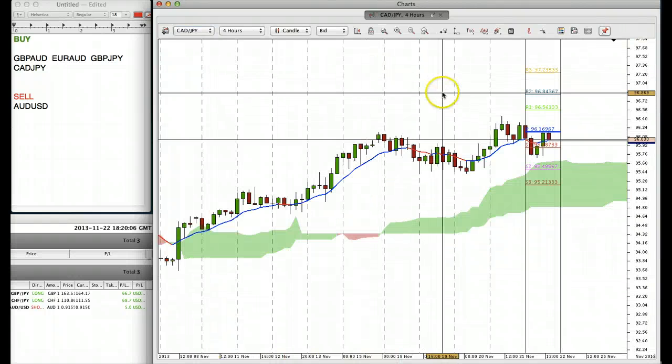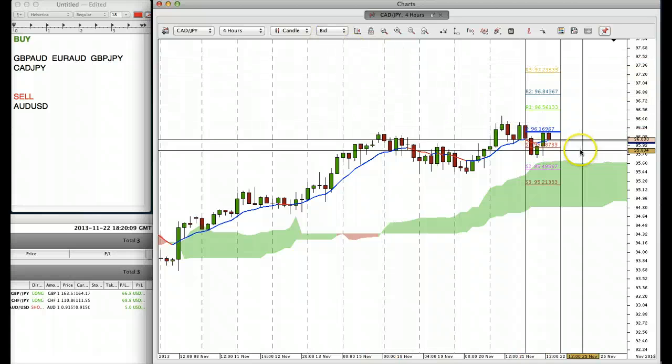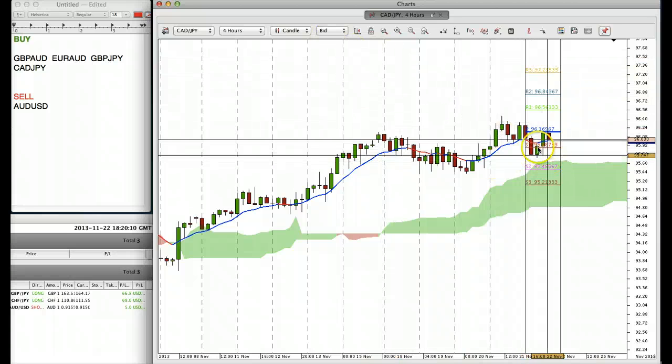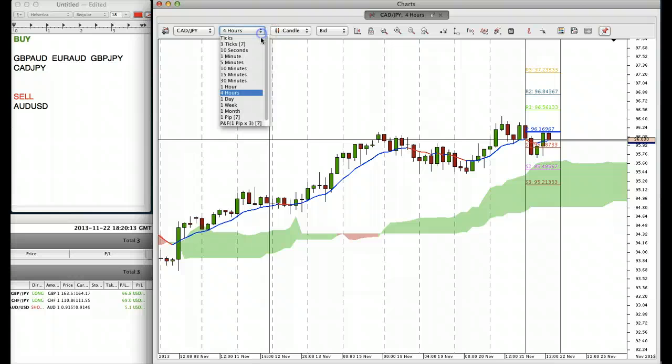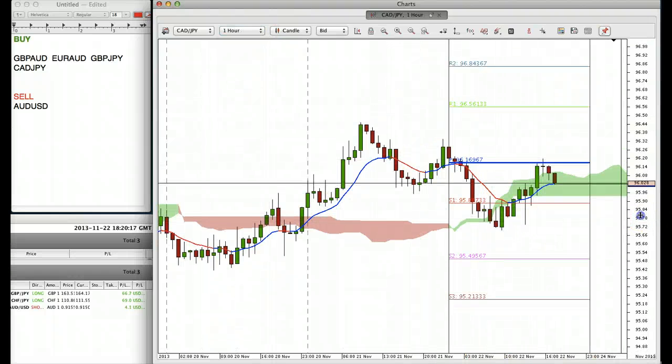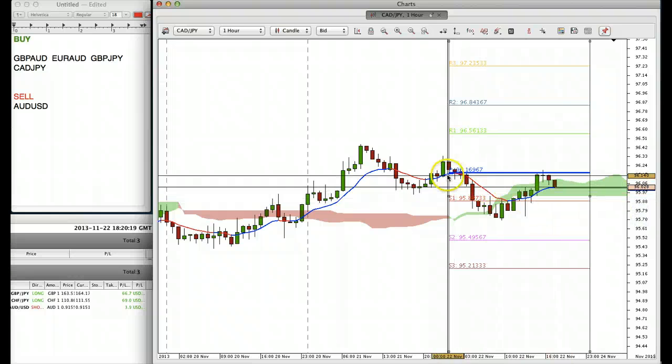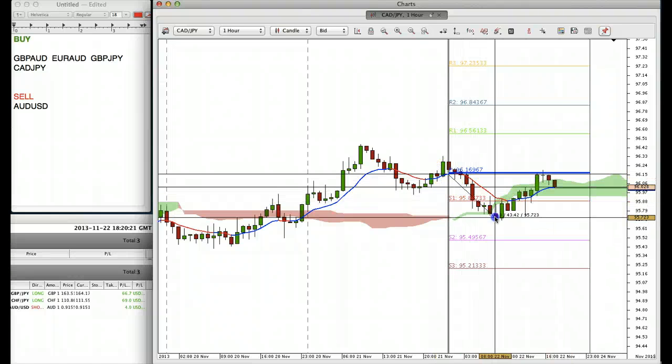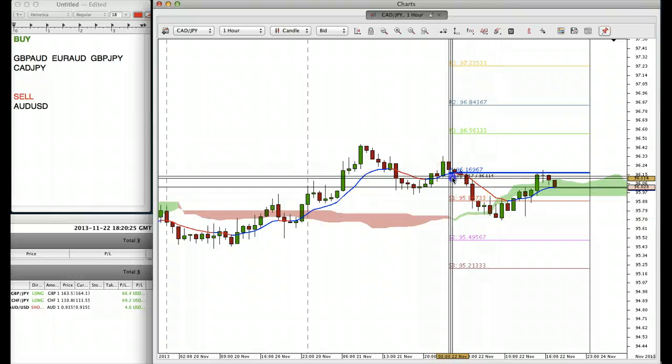Now Canadian yen, we're still in an uptrend, but the market dipped. It retraced actually, so we could not take a trade. We could take a counter trend trade. And I didn't take this trade, but the market did sell off.